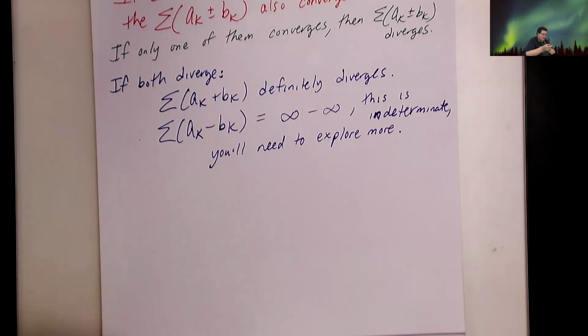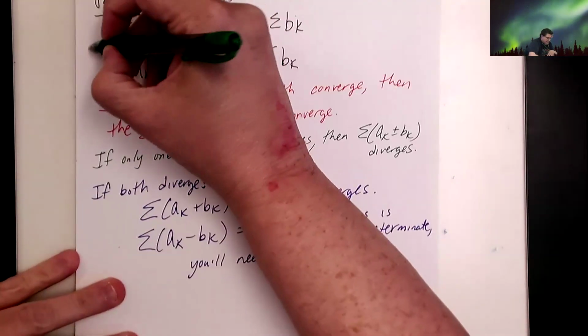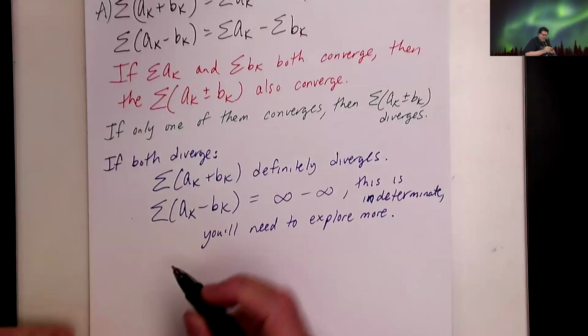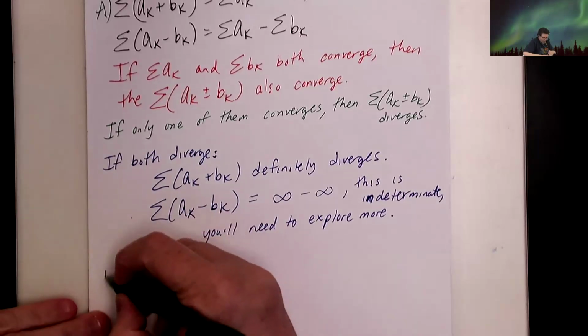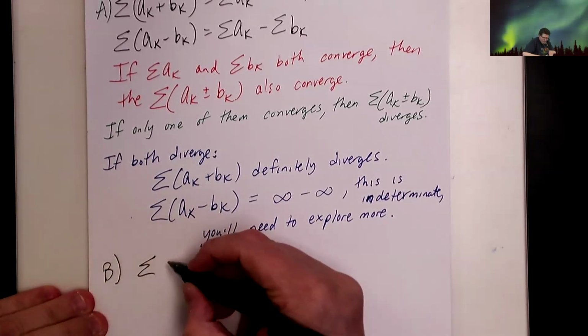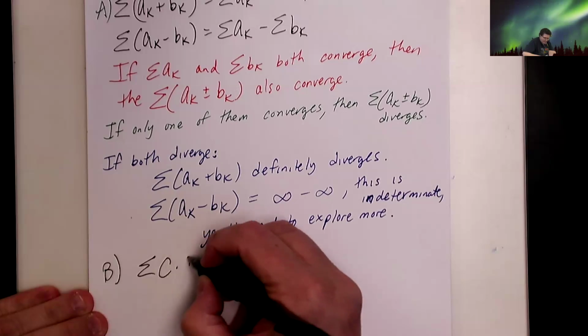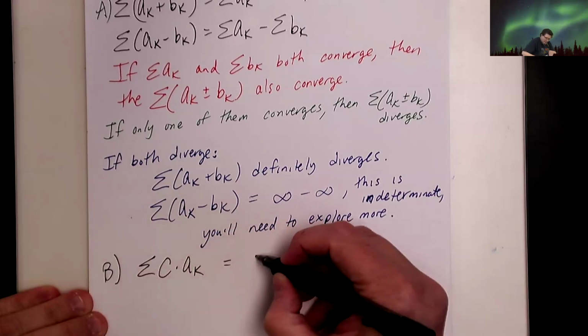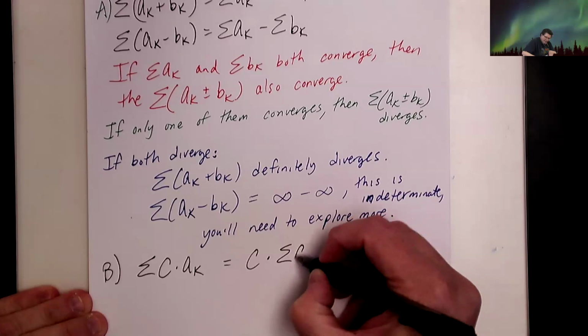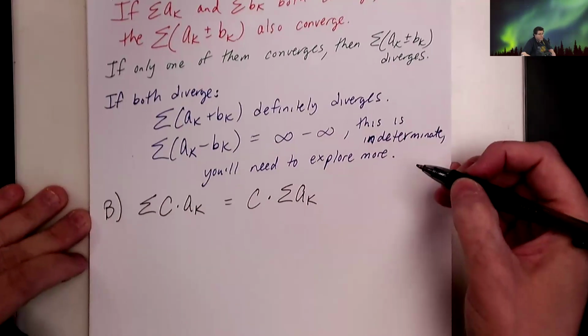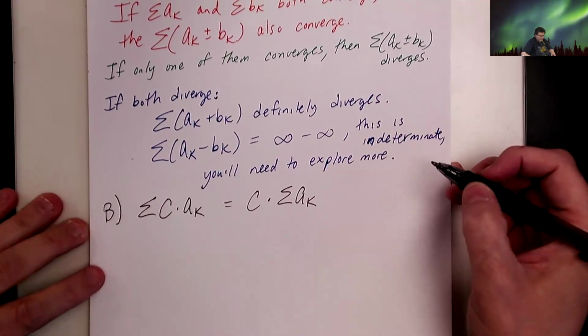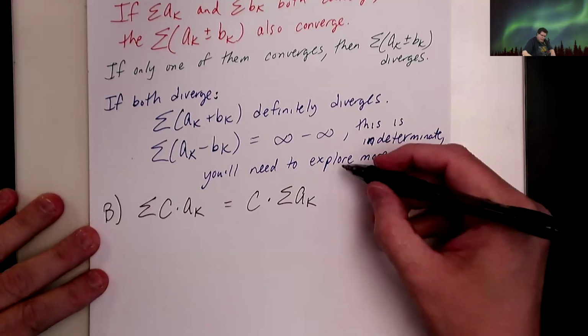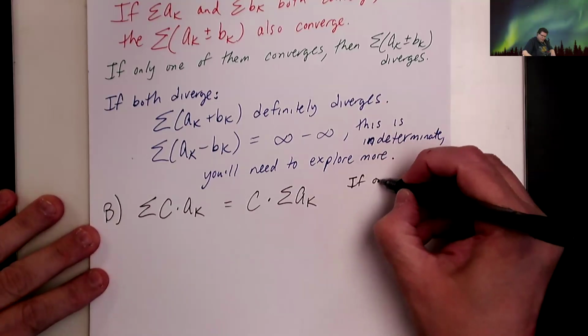Another property, so let's call that property A. Property B: the summation of C times A sub k equals C times the summation of A sub k. And if one converges, both converge.